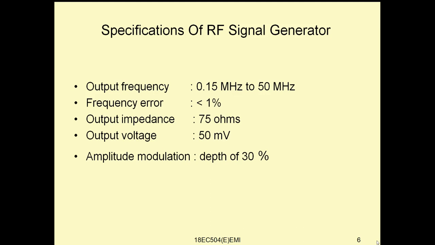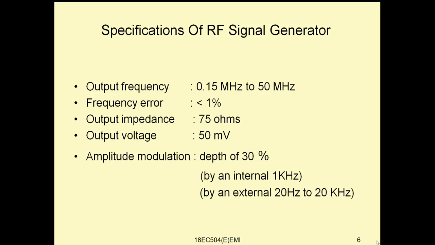Amplitude modulation, that is mu percent, we have already known. The amplitude modulation depth is 30%, that is a modulation index of 30%. For internal modulation, it is 1 kilohertz modulated carriers. For external, it is 20 hertz to 20 kilohertz. Next, the external modulation frequency is 0 to 5 kilohertz.